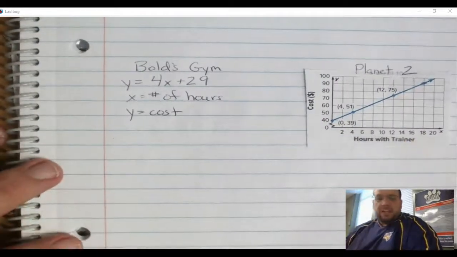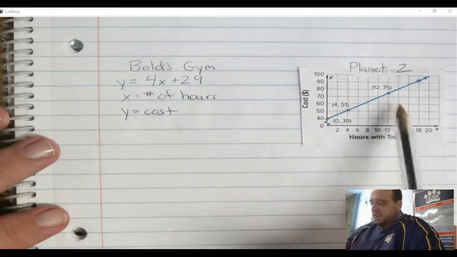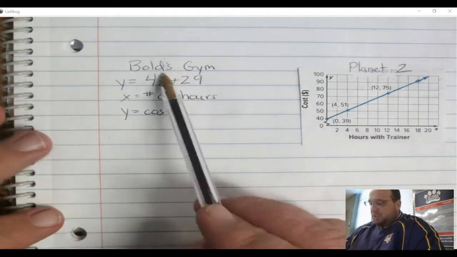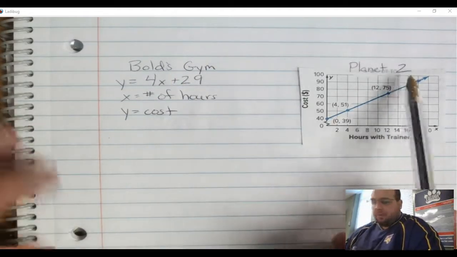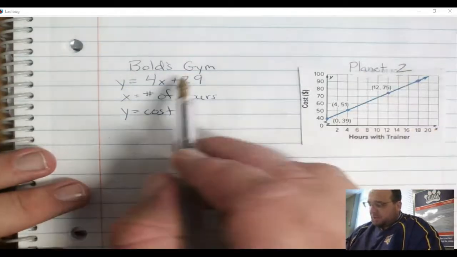All right, we're going to continue comparing functions. This time we're going to do an equation versus a graph, okay? So I have Gold's Gym here and Planet Z here, all right? So I want to compare the two different gyms. So I have Planet Z and Gold's Gym.